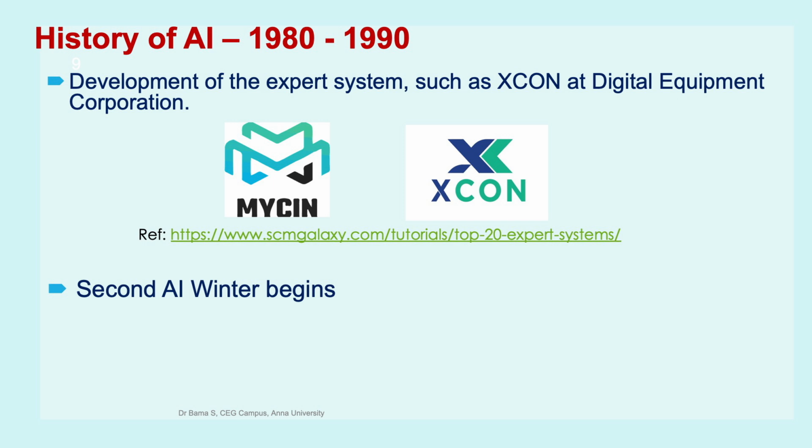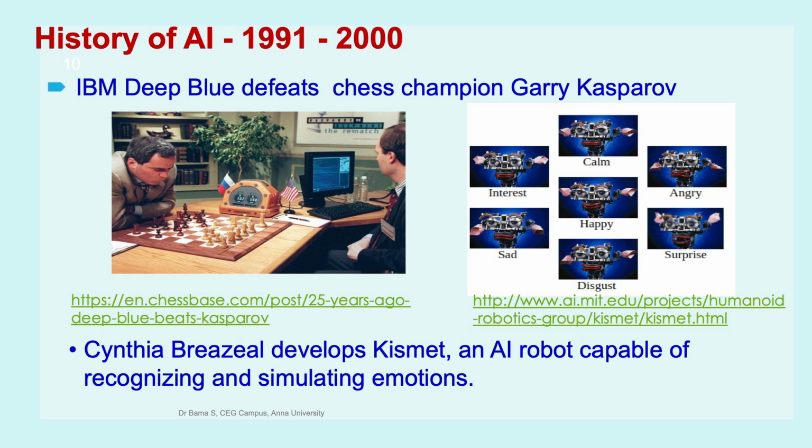It is not a generic one, and because of it, the expectations were again not met, and the second AI winter begins, which means the AI boom was slowing down again. And in the next decade, from 91 to 2000, IBM Deep Blue defeats the chess player Garry Kasparov. In this picture, you can see the Deep Blue playing it.